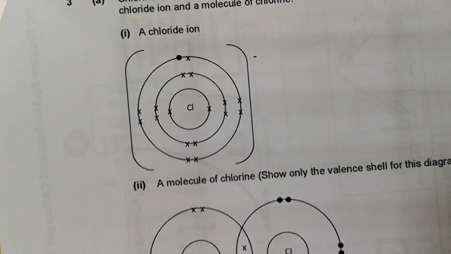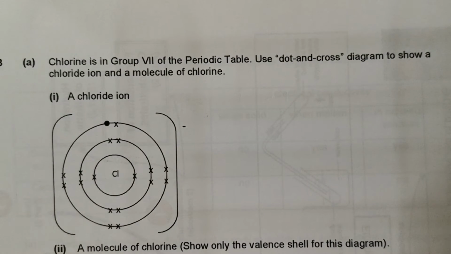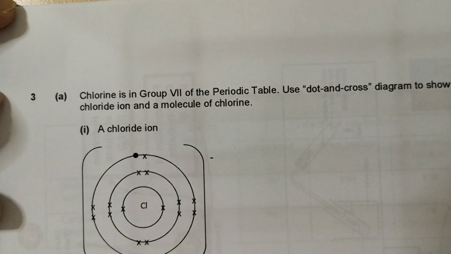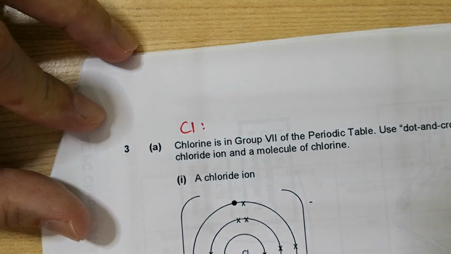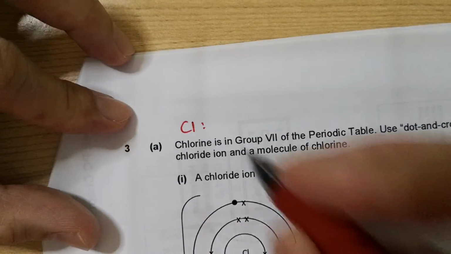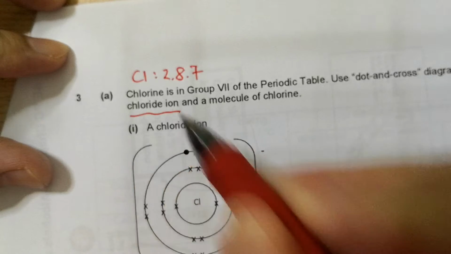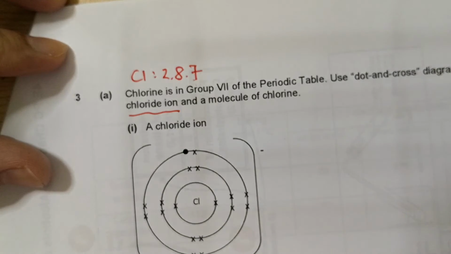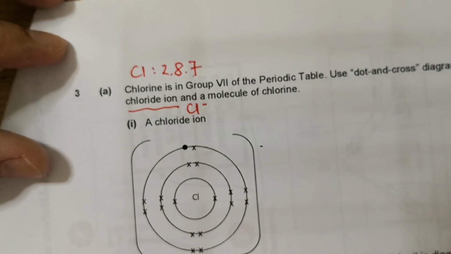Let's look at the next question. Chlorine is in group 7 of the periodic table. Use dot and cross diagrams to show a chloride ion and a molecule of chlorine. Chlorine is a non-metal, so it will form a covalent substance. The second step, write down the electronic configuration for chlorine. Chlorine's proton number is 17, so it's 2,8,7. How about the chloride ion? 2,8,7 is not stable, so it needs to gain one electron to become 2,8,8. So the chloride ion is what you get after gaining one electron, becoming 2,8,8.